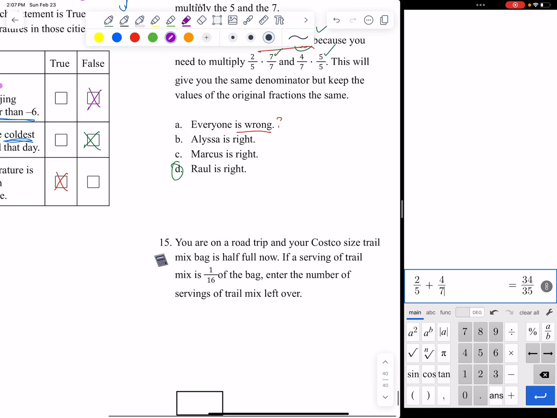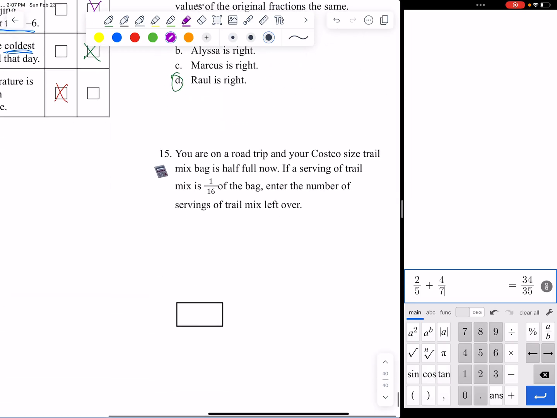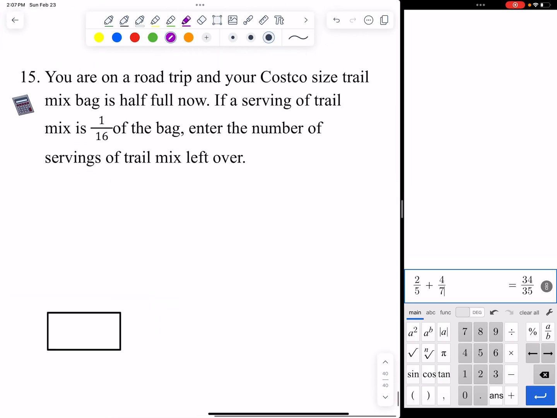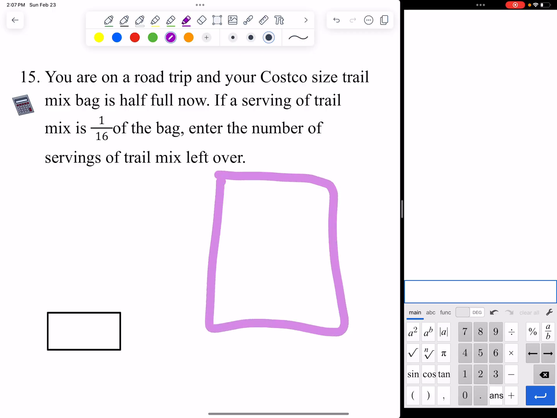All right. And are we done? Yes, last question. All right, last question, guys. I'm going to leave the calculator open because there's a button right there. So what do we got to do? You are on a road trip and your Costco size trail mix bag is half full now. So can I picture this? Okay, there's my trail mix. And half of it's full.